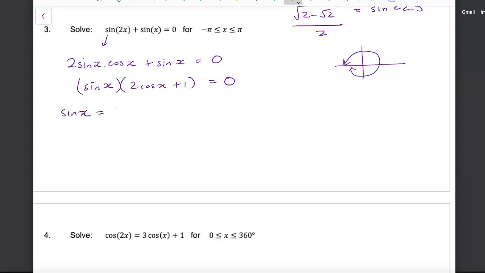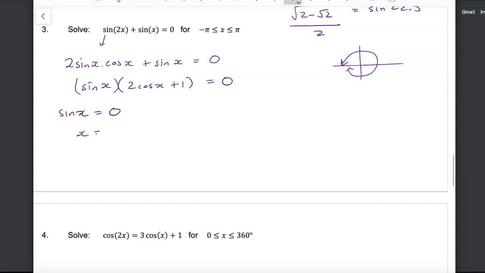So sine x is going to equal 0, which means x can be 0 at 0 degrees and at pi or negative pi. Or I've got 2 cos x plus 1 equals 0, which means cos x equals negative a half. And this is going to happen as cosine equaling negative a half is going to be in the second and third quadrant. So this is going to be at negative 2 pi on 3 or positive 2 pi on 3.